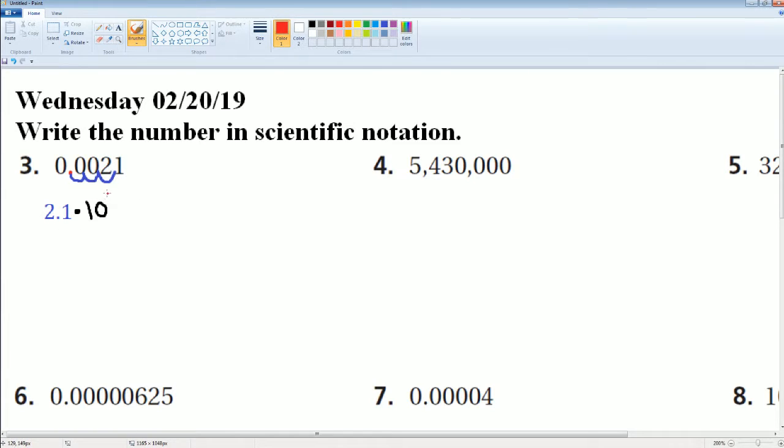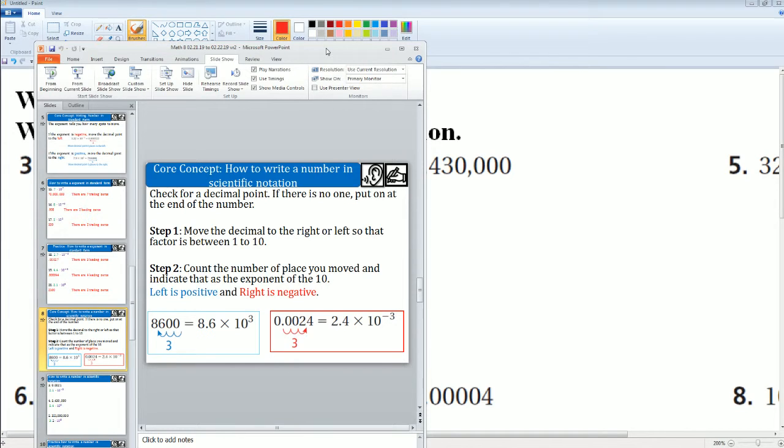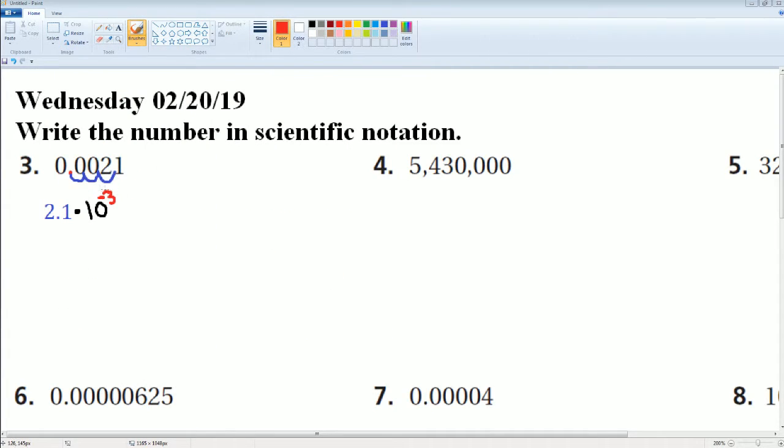Right? Should it be a 3? Or should it be a negative 3? Okay? Remember, we are going to the right. Right? Right is negative. Or, this is a small number. Negative. So that would be your answer here. 2.1 times 10 to the negative 3.